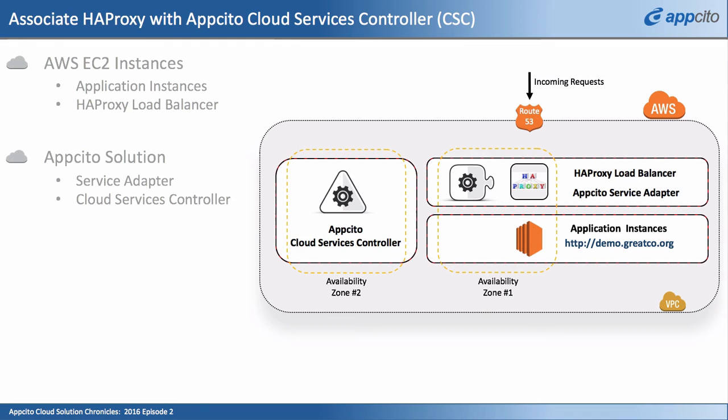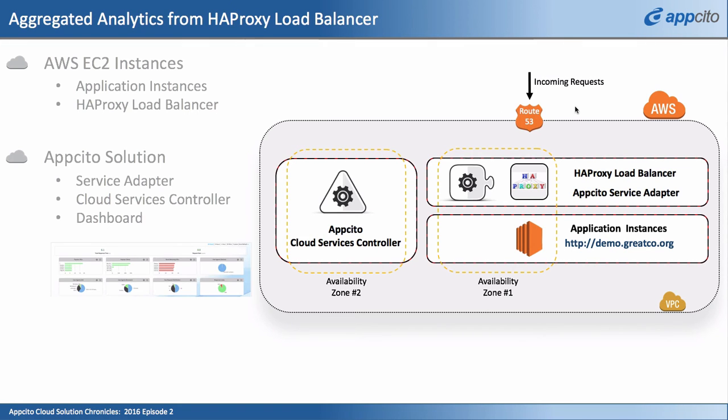So in summary, what you have here is an Amazon cloud servicing incoming requests that are being forwarded by a load balancer, HAProxy, to demo.greatcode.org. We've introduced our adapter agent, which is connected to the HAProxy, collecting those system logs, and then forwarding the metrics to Appcito Services Controller, which is updating the dashboard interface.